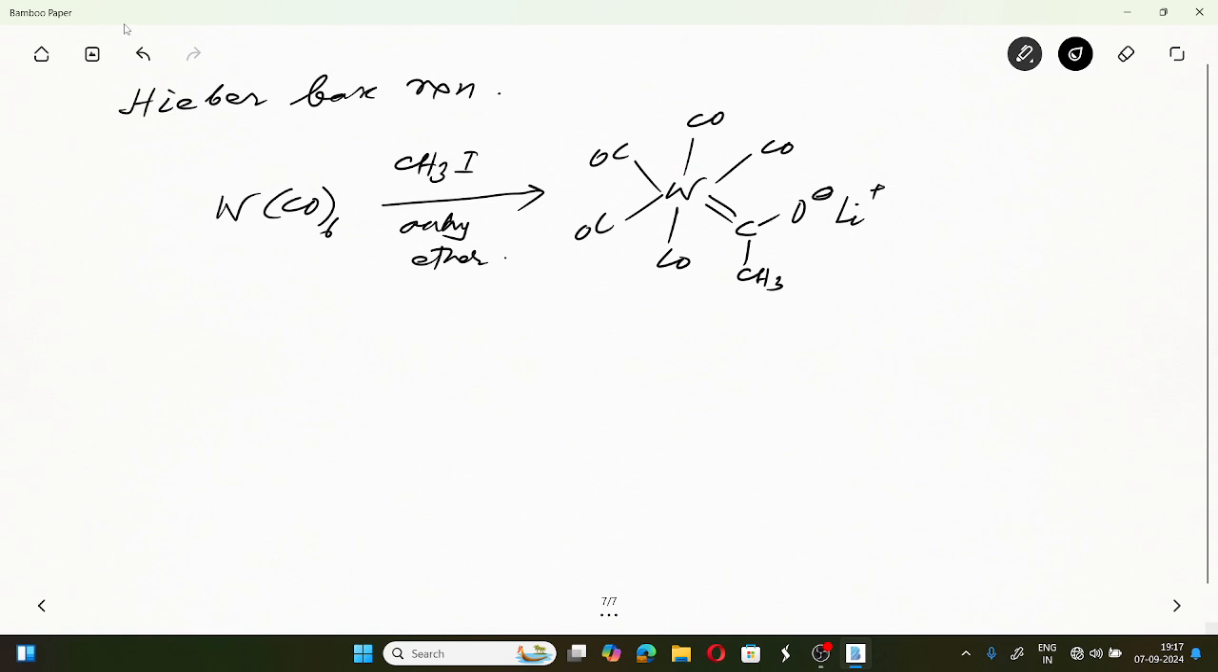and upon further treatment with this trimethyloxonium BF4 minus, this is converted to এই জিনিসটা, this is converted to CH3 OCH3. So lithium is substituted.